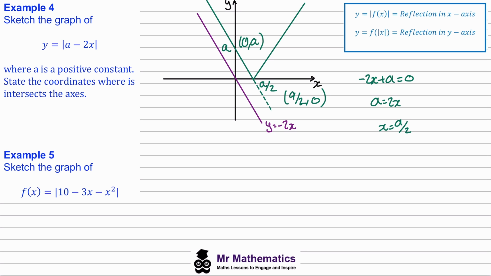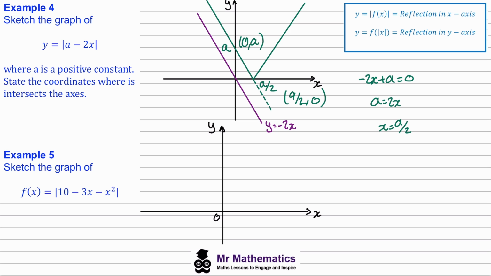Let's try example 5. So now we need to find a modulus of this quadratic. Do you want to begin by plotting the quadratic on a pair of axes, and then thinking about which parts cannot be negative, and then reflecting them? You can pause the video, and when you come back, we'll go through the solution. Okay, so welcome back if you had a go.